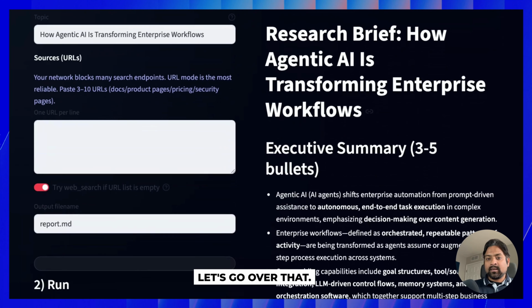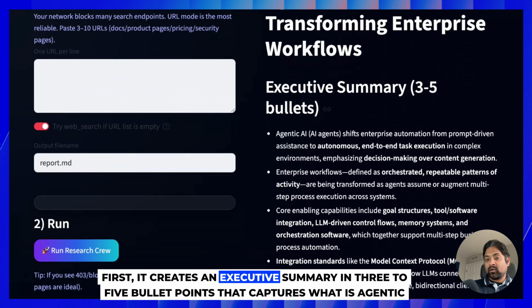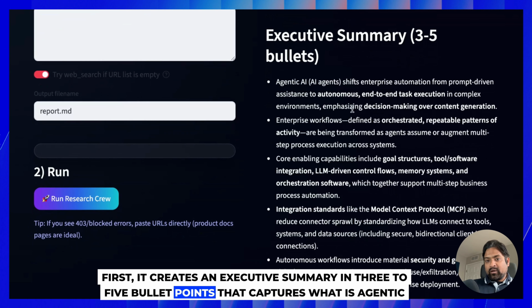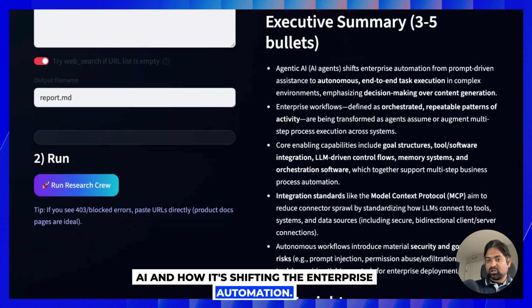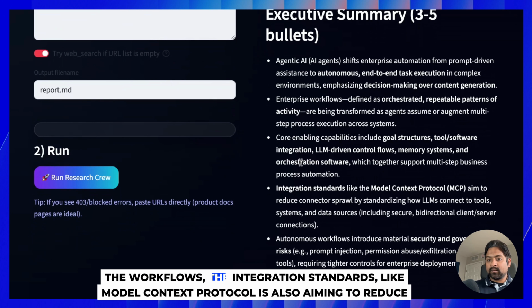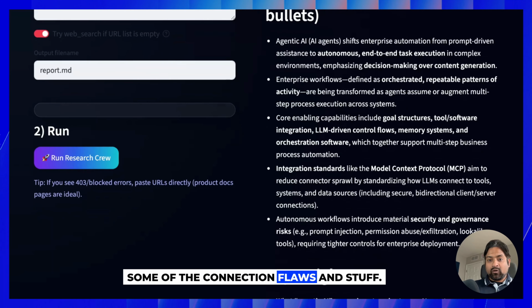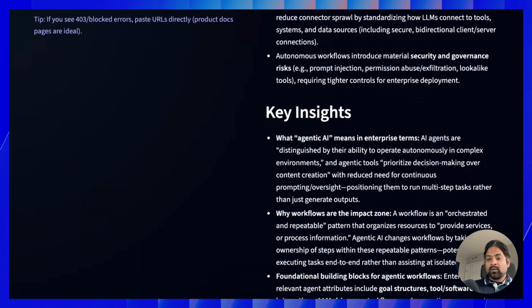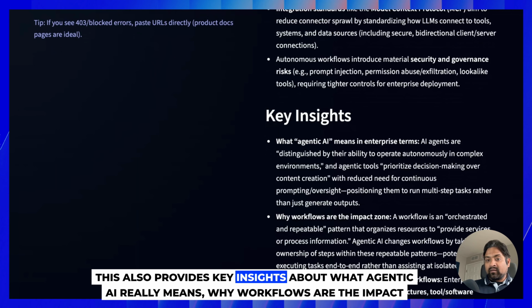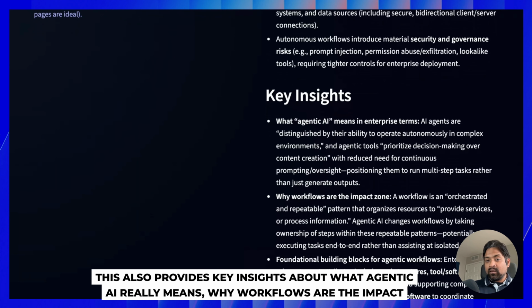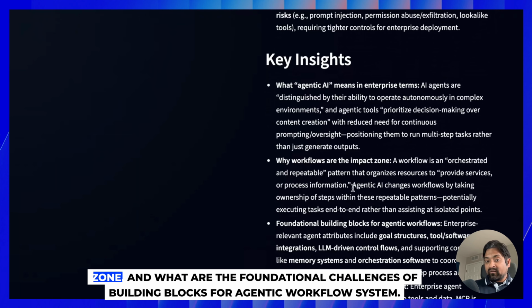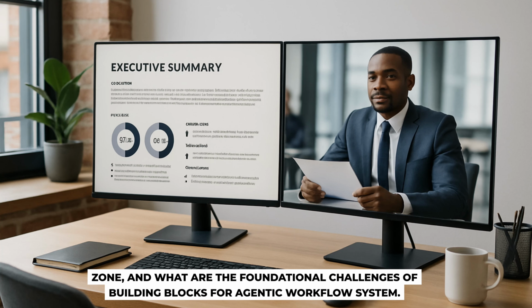Let's go over that. First, it creates an executive summary in 3 to 5 bullet points that captures what agentic AI is and how it's shifting enterprise automation and workflows, and how integration standards like the Model Context Protocol aim to reduce some of the connection flaws. It also provides some key insights about what agentic AI really means, why workflows are the impact zone, and what the foundational challenges or building blocks are for an agentic workflow system.